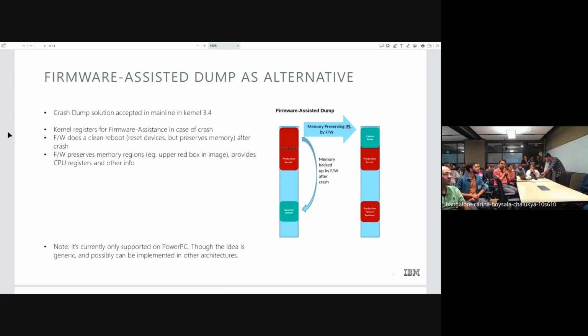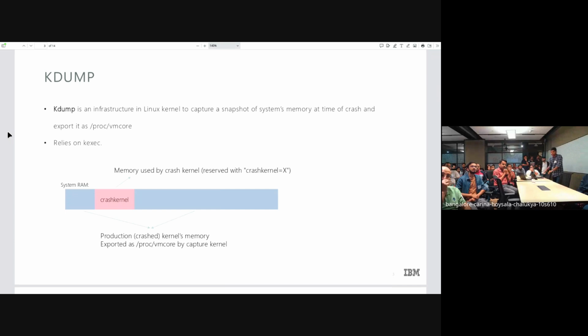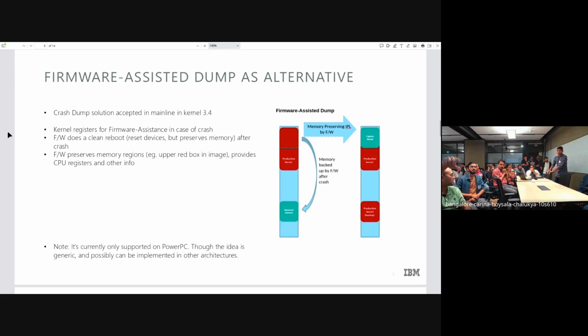The thing is, if you see here, the pink region is where the second kernel was booted, at some random place. In a firmware-assisted dump scenario, you don't need this pink region. True, we don't need it, but still we need some reserved memory. That is for your firmware to copy, yes.